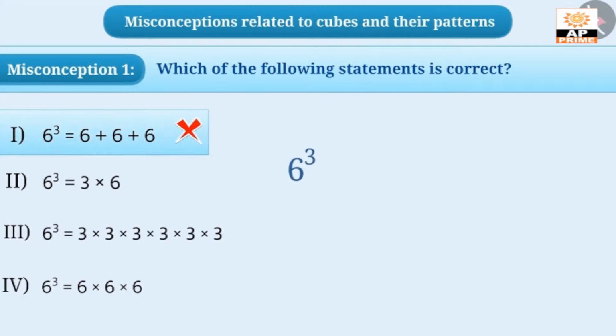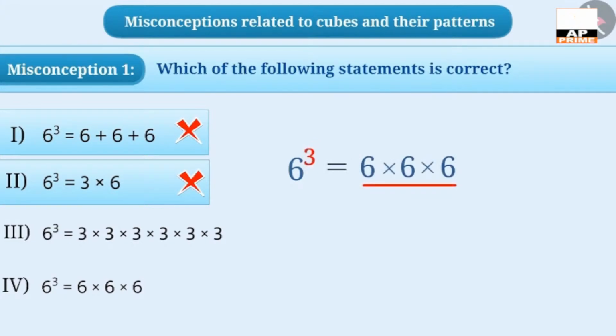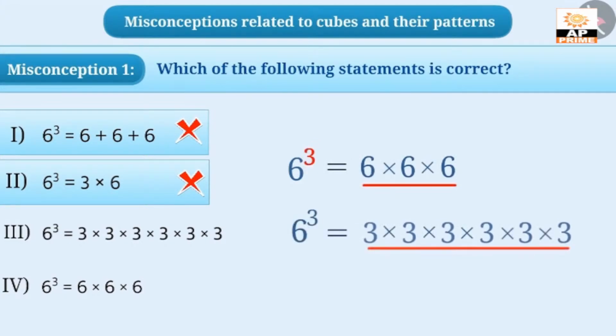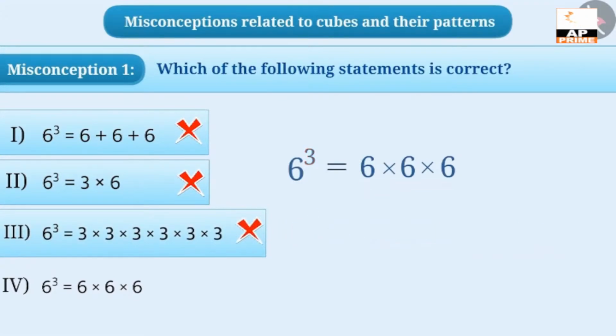Similarly, some children understand that the cube of a number means multiplying that number by 3. Children with this misconception will choose option 2 as an answer, which is also a wrong answer. Some children are unable to decide whether they have to multiply the number 3 times by itself or multiply 3 by itself as many times as the given number. In such a situation, they give option 3 as the answer, which is a wrong answer. The correct understanding is that the cube of a number means multiplying that number 3 times by itself. With this understanding, the correct answer is option 4.